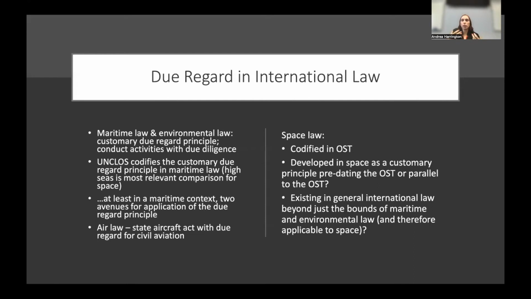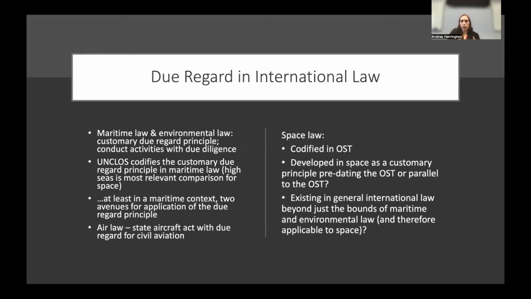The standard of due regard is still the same, even if it is being applied to a different set of rules in a different context. So we do have multiple avenues of due regard in maritime law. When you hear due regard in maritime, don't automatically assume that it's only the due regard principle on the high seas, though that is the one that is the most comparable to space. We also have the due regard principle in international environmental law as well.